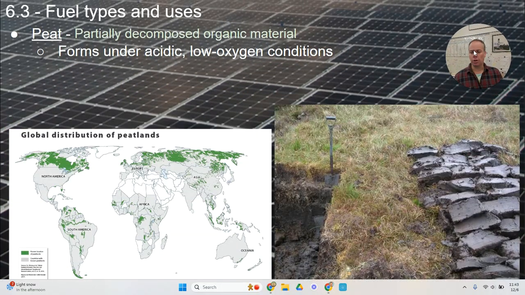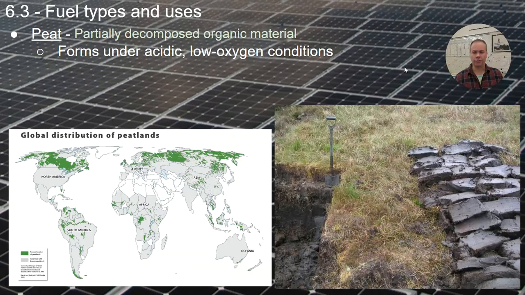Another type is something called peat, and this is probably one you may not be familiar with, but peat is basically partially decomposed organic matter, plant matter. And we can see here, this is peat. Here's where that peat has been dug out. Peat forms when you have acidic conditions that are low in oxygen, and the organic matter, as it decomposes, forms this material we call peat.